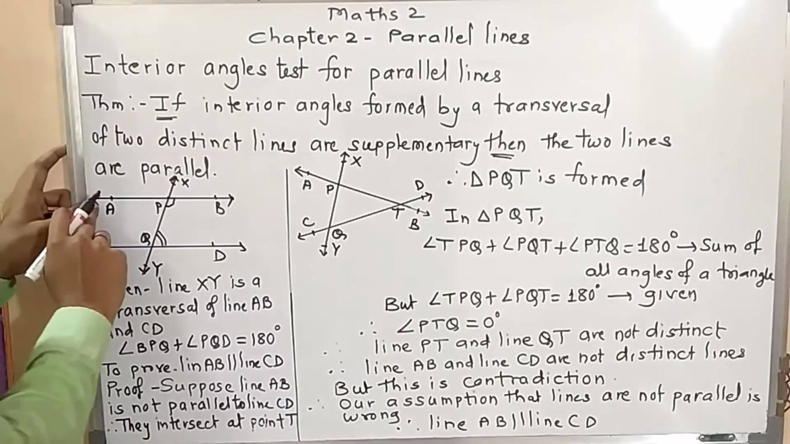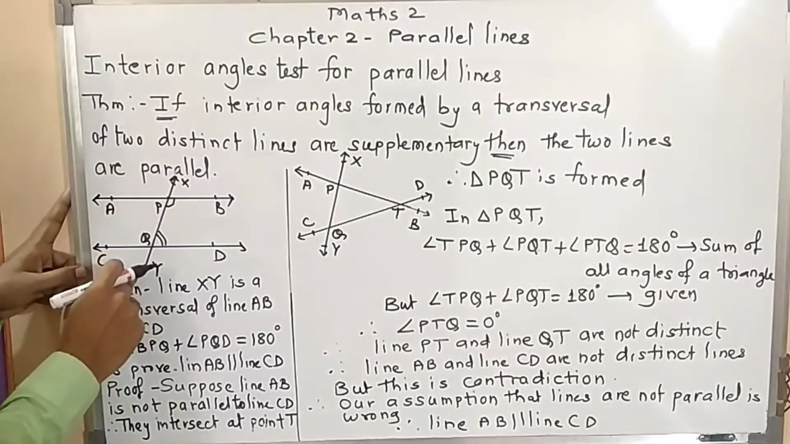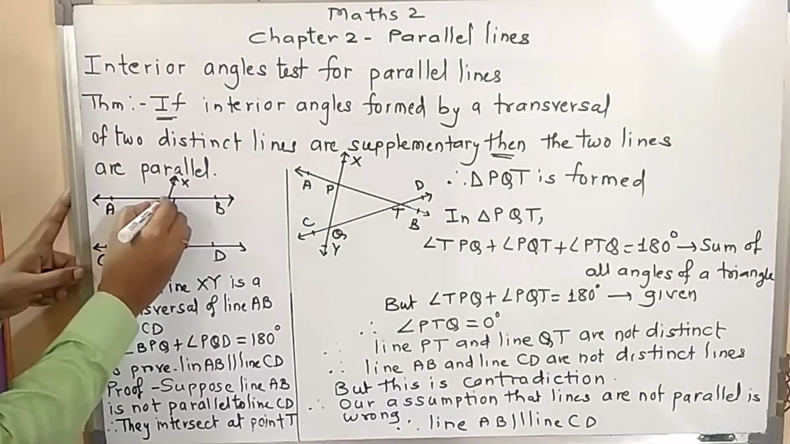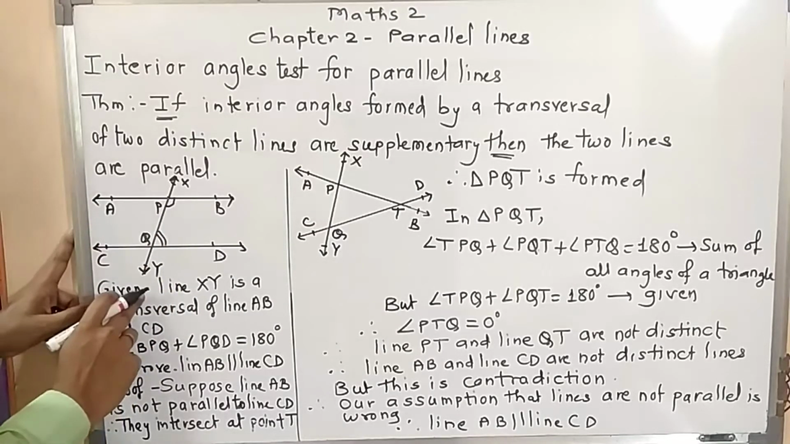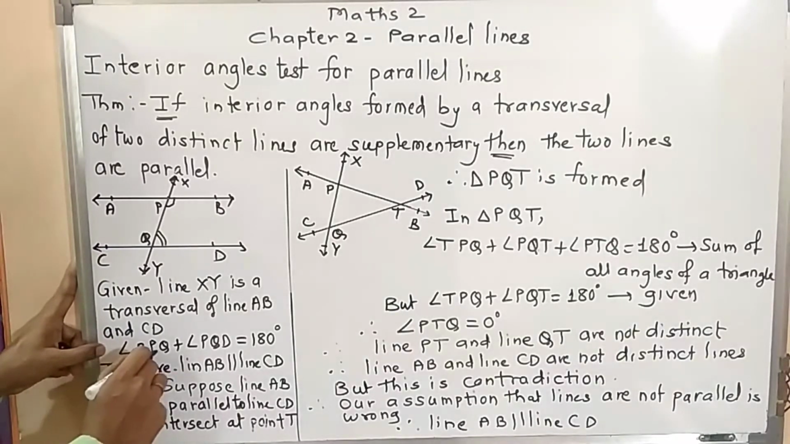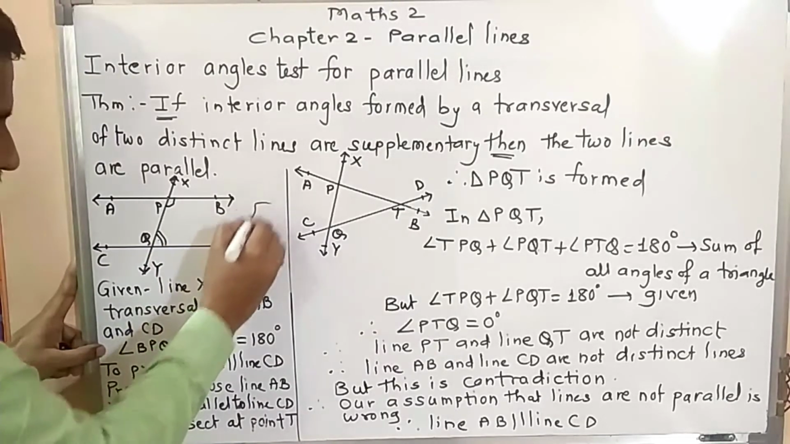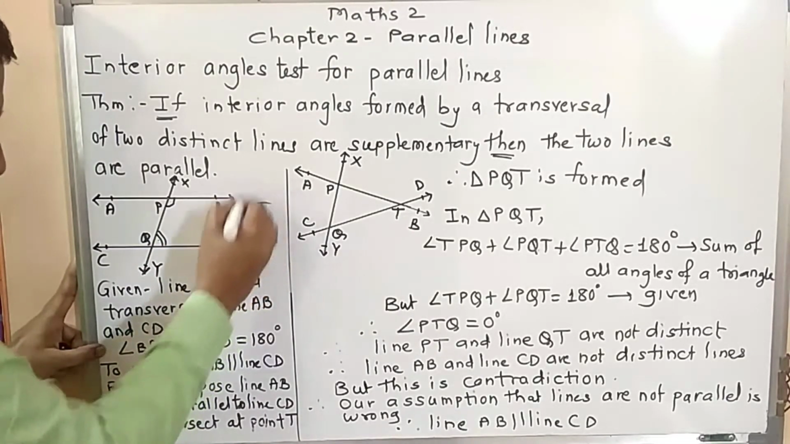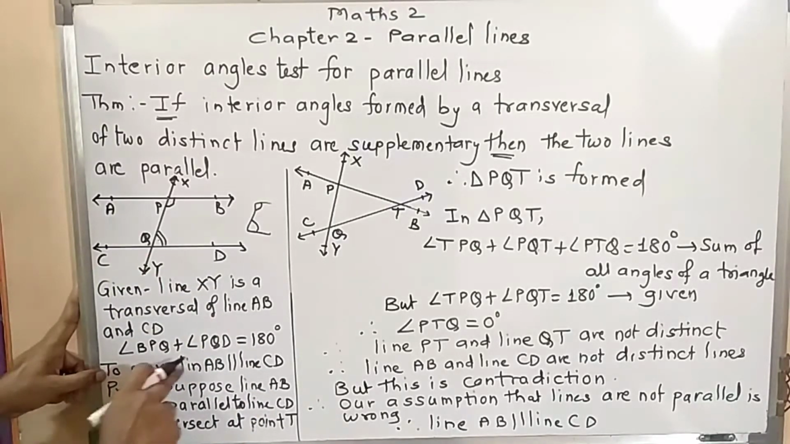So I have taken line AB and line CD, and line XY is the transversal, which intersects line AB in point P and line CD in point Q. One more thing is given: angle BPQ plus this angle is 180 degrees. What type of angles are these? They form shape C. It means they are interior angles. It is given that interior angles are supplementary. To prove: line AB is parallel to line CD.